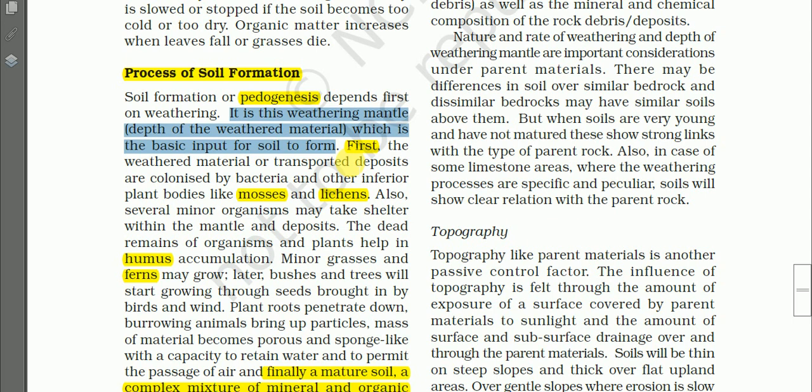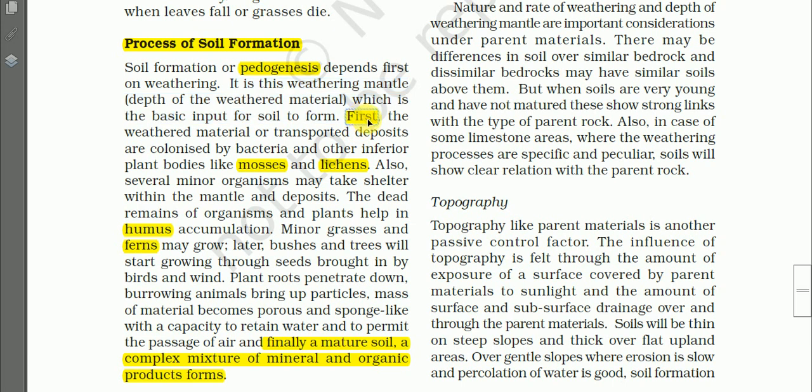Now let us read how these soils are formed. First, the weathered material or transported deposits are colonized by bacteria and other inferior plant bodies like mosses and lichens. First, the weathered material, the rock fragments, are colonized by bacteria, that means attacked by bacteria and the other inferior plant bodies like mosses and lichens. I think you are familiar with the mosses and the lichens.